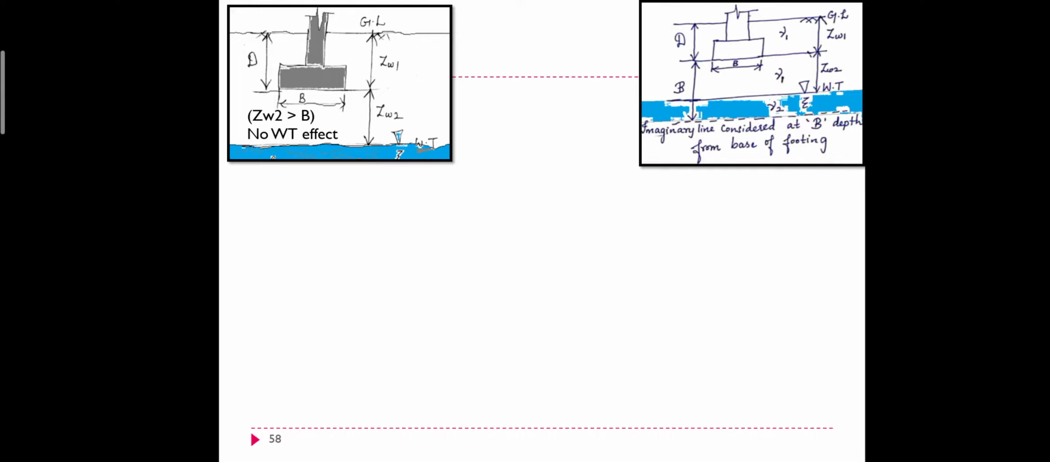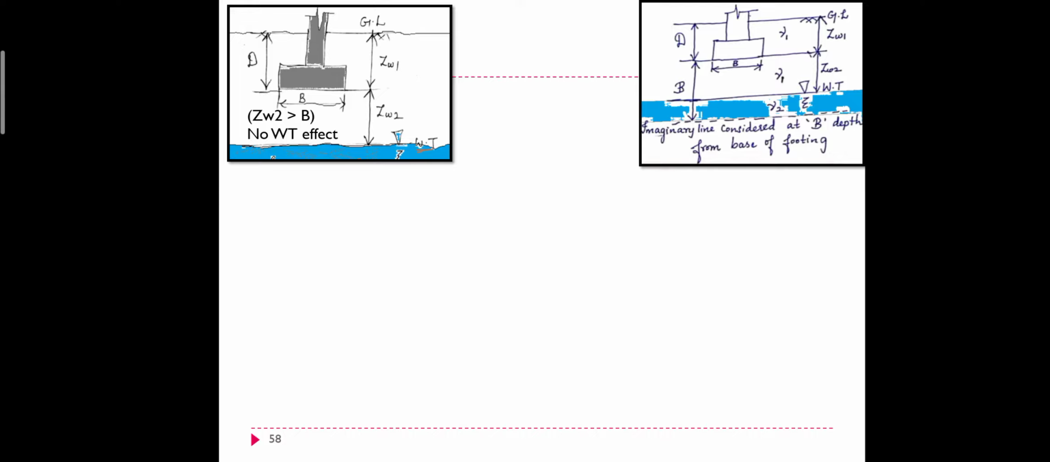கொஞ்சம் கூட மேலே வருது. Now what is ZW1? Again you measure. ZW1 is always from the ground level to the base of the footing or from the ground level to the water table, whichever is smaller. இப்போ இங்கே எது ஸ்மாலராக இருக்குது? ZW1 தான் smaller. That is from the ground level to base of the footing, the smaller. So that is taken as ZW1.